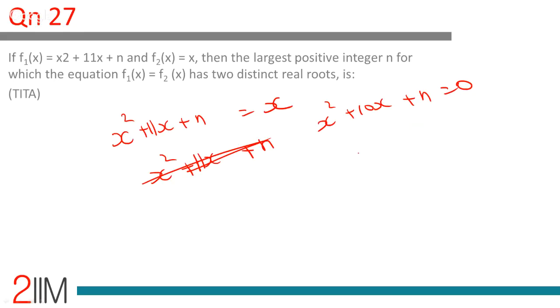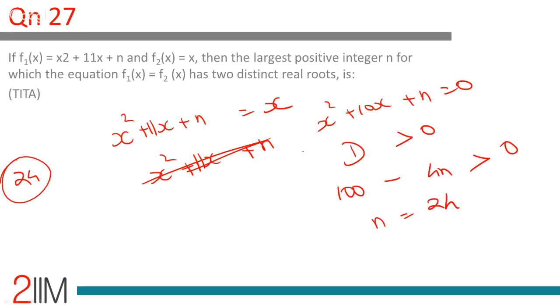You should have two distinct roots, or the discriminant should be greater than 0. b square minus 4ac, 100 minus 4n should be greater than 0. So the maximum possible value of n is 24. If it were 25, it'll have only two equal real roots. We're looking for two distinct real roots, so it cannot be 25. The maximum possible value is 24.